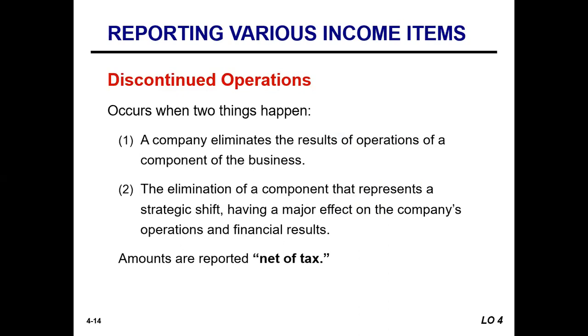Just like we show here, the amounts for discontinued operations are reported net of tax. That's important to remember, because I know you have a multiple choice question where we need to remember that discontinued operations are reported net of tax, or after taxes are taken out, right? Net of tax means after taxes are taken out, yeah?